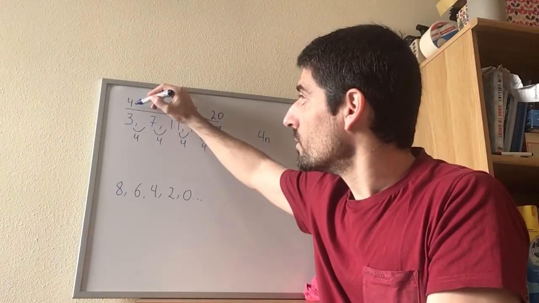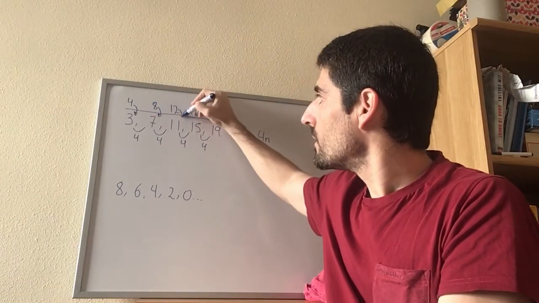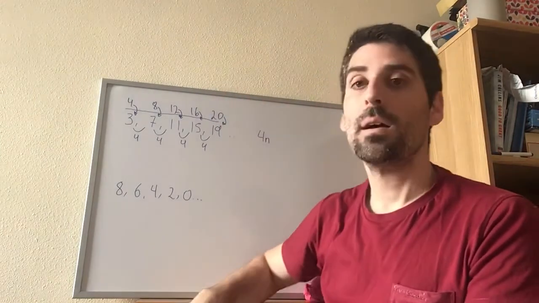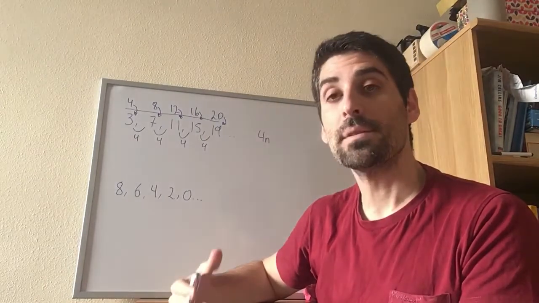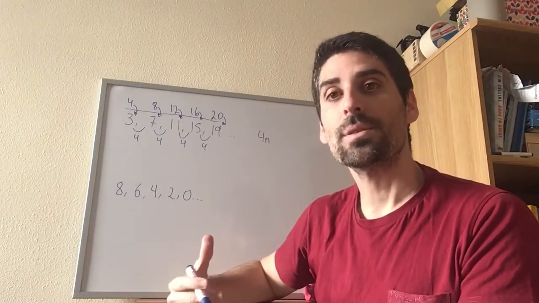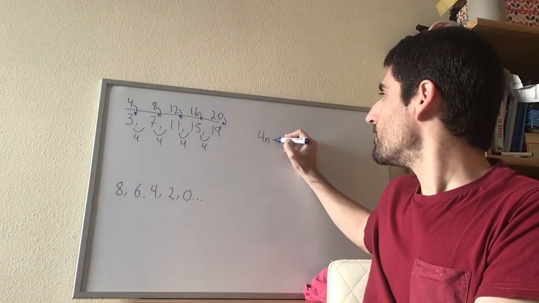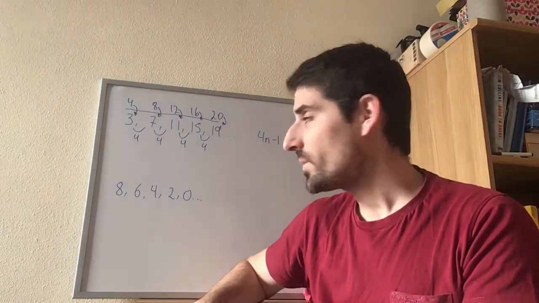So how do I go from here to there, here to there, here to there, here to there, and here to there? And you can see that every time, to go from 4 to 3, 8 to 7, 12 to 11, etc., I need to take away 1, subtract 1. So the nth term is 4n minus 1.